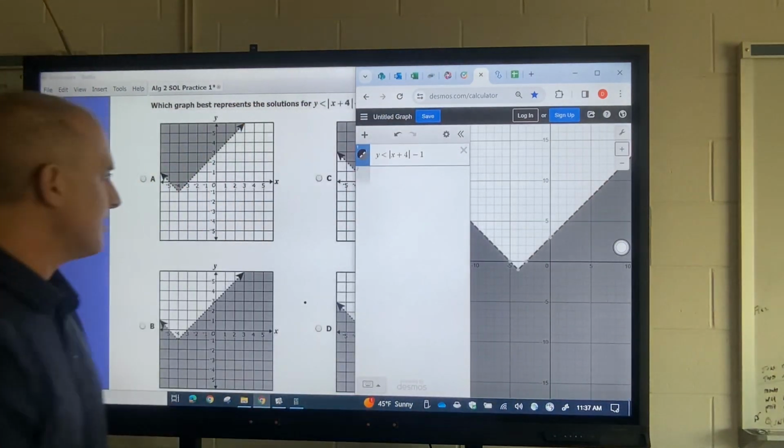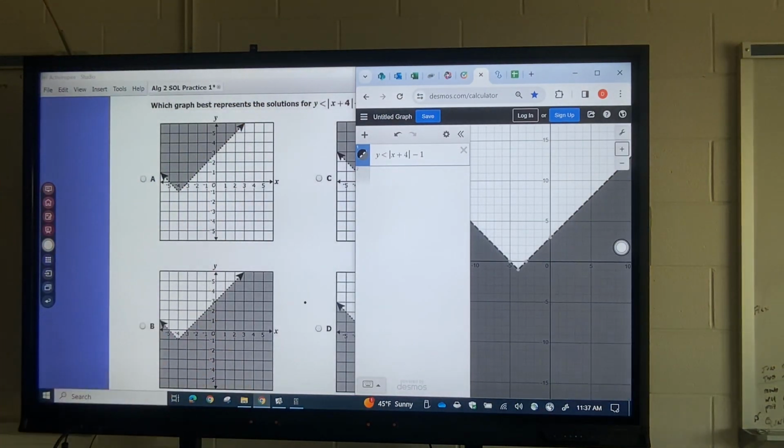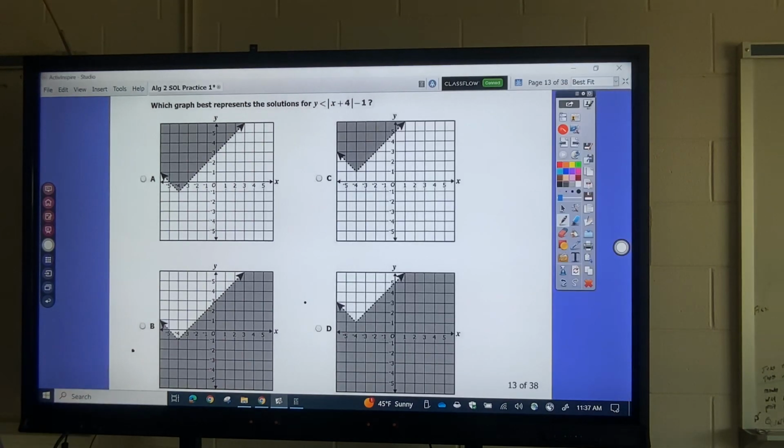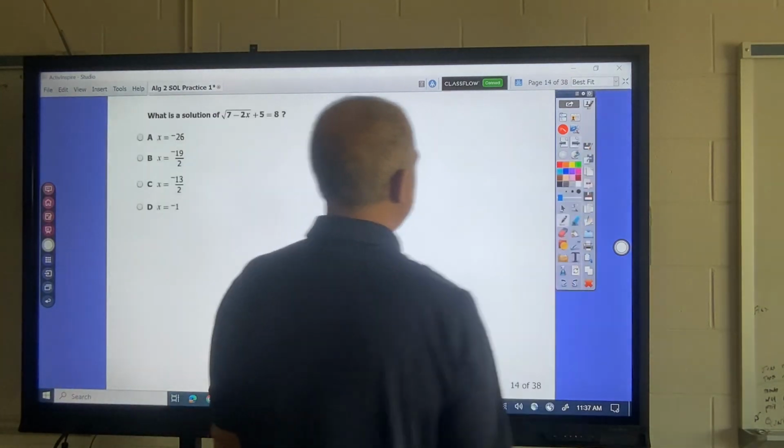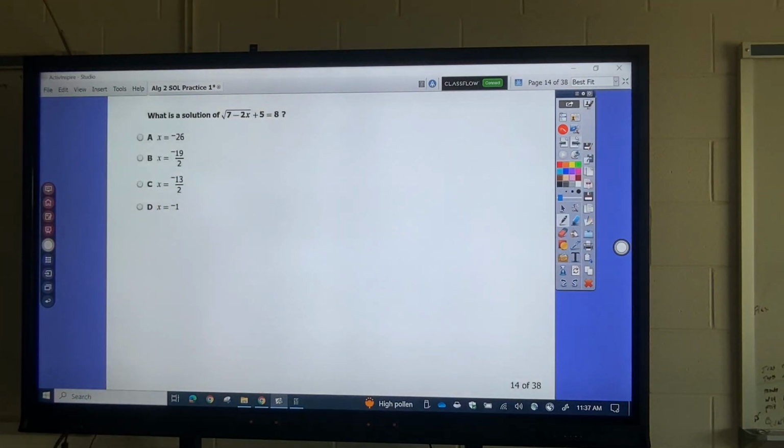Okay, so what I got is that thing that goes right below 4, and it's shaded in that way. So I look at that, and the best answer would be letter B. All the ones that are graphing, I would just type those in. Okay, what's a solution for this?